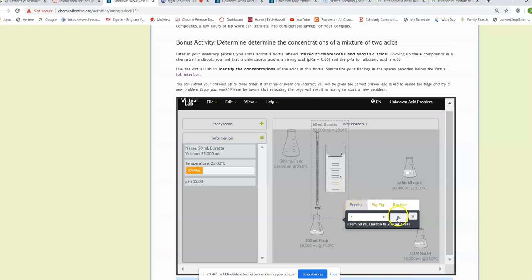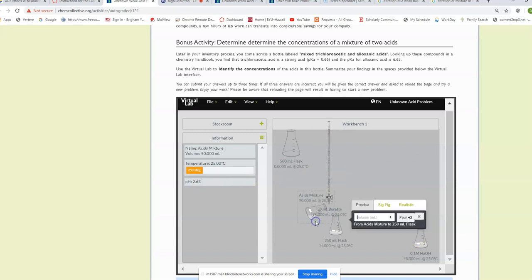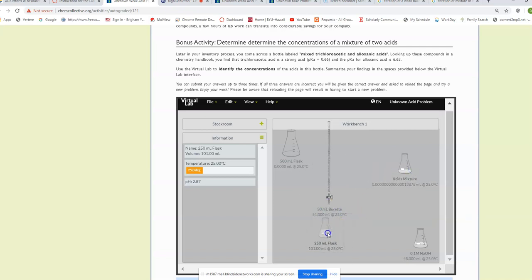So 1 milliliter. Still very fast. It went to basic really fast. I added 10 mils. Let's see if I add 90 mils now of the acid. So now I have 100 milliliters of acid in here, and I added 1 milliliter of my 0.1 molar, and it ended up at pH 2.87. So I'm still acidic.